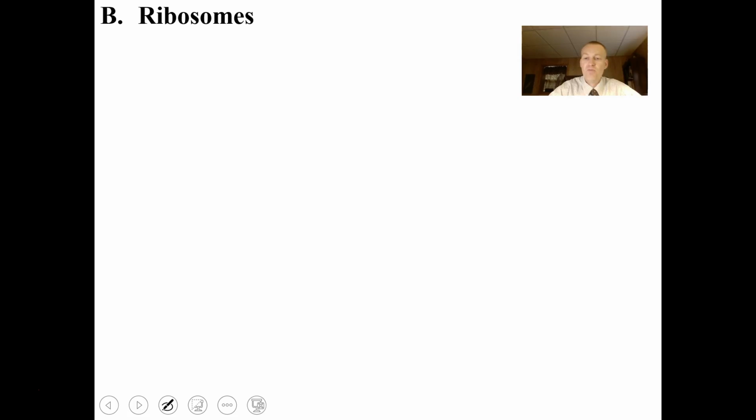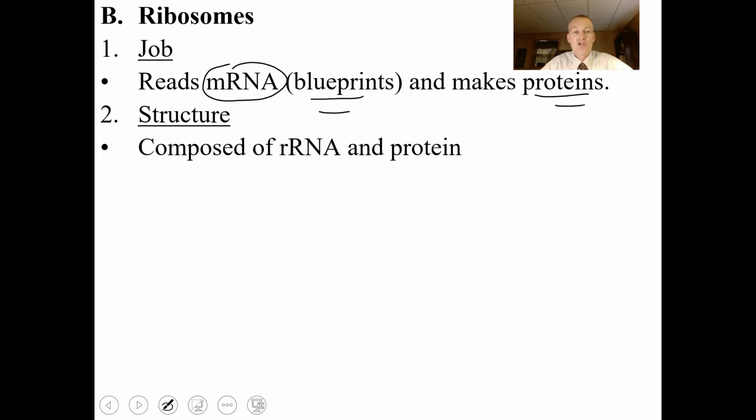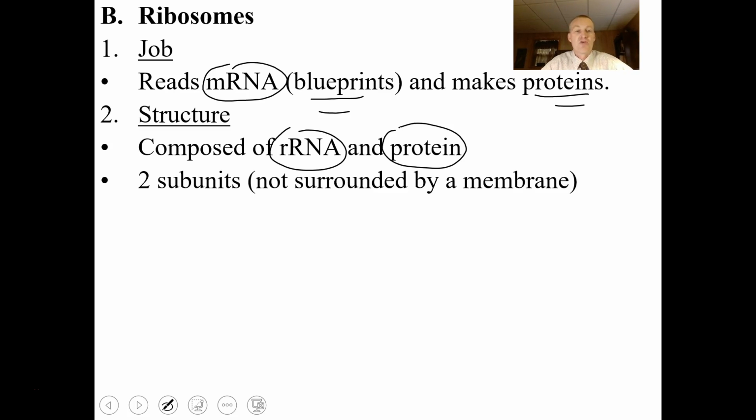All right, well, moving away from the nucleus, we'll go ahead and do the ribosomes. The ribosomes have the job of reading the messenger RNA, or the blueprints that came from the nucleus, and make proteins from the reading of those blueprints. The structure is composed of ribosomal RNA that comes from the nucleus, and it's also composed of proteins. These proteins and ribonucleic acid come together to form the structure of the ribosomes.